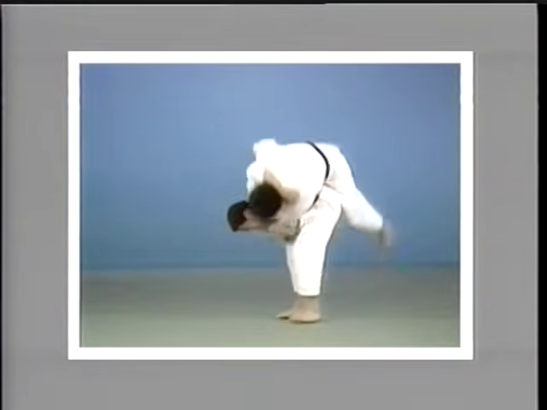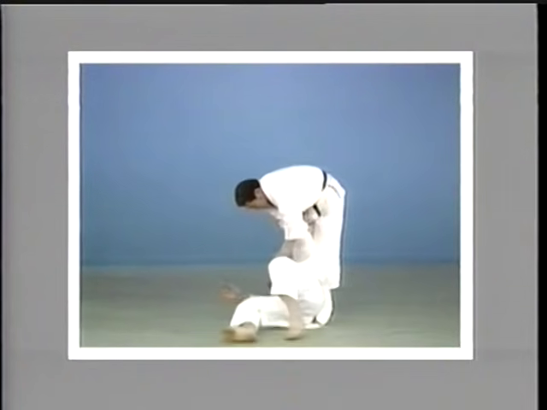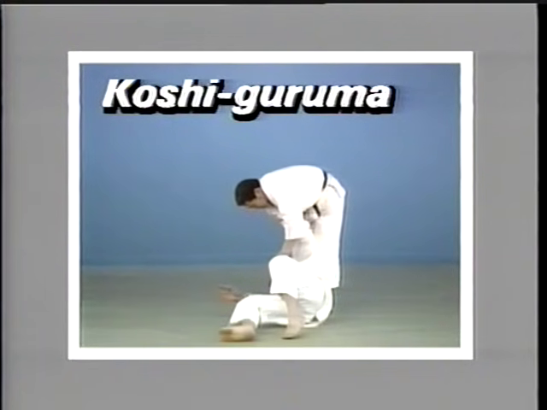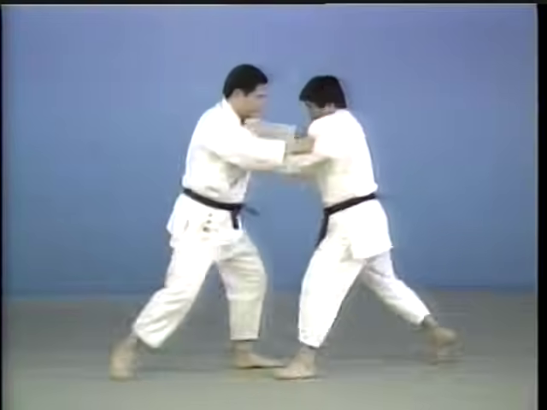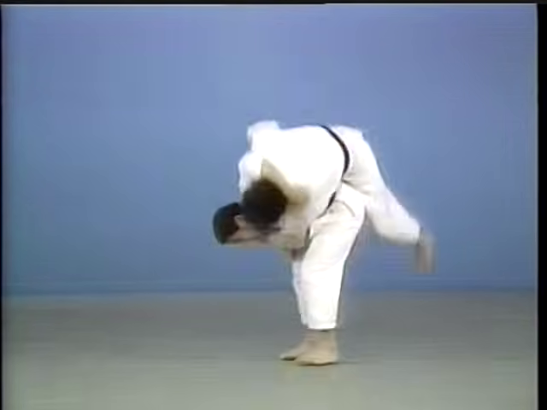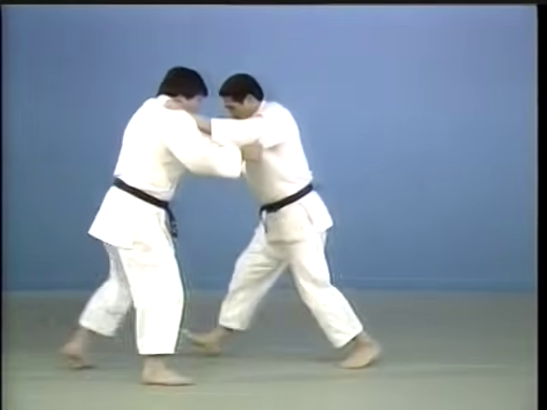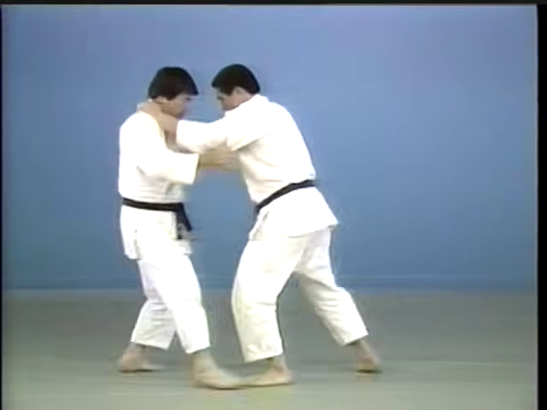Koshi Guruma. In Koshi Guruma, you grasp your opponent by the neck and throw in a twisting motion with him on your hips.